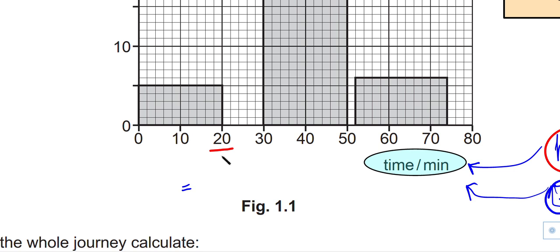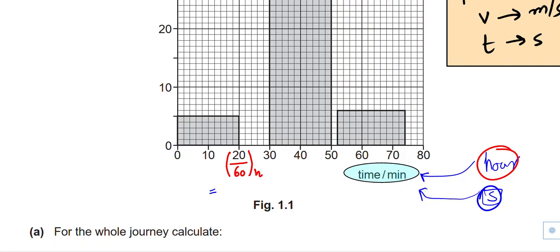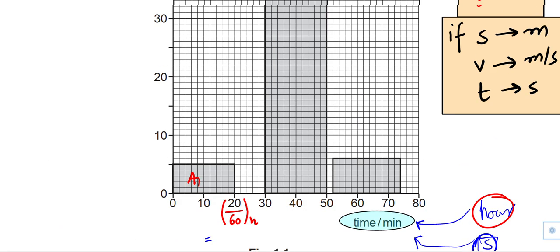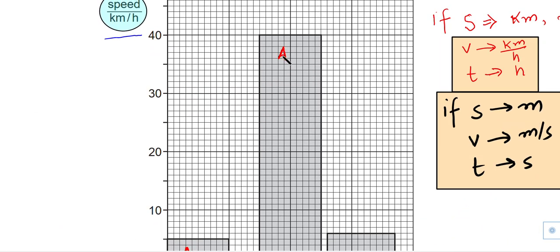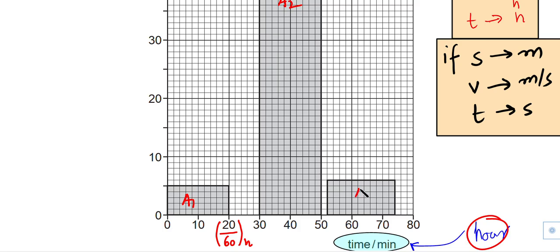Okay, this 20 is in minutes, so I will divide this 20 by 60. Wherever the time is given to me, I will divide that time by 60, so I will get this time in hours. So, area under the graph. Let me call this area 1, this area 2, and this area 3.